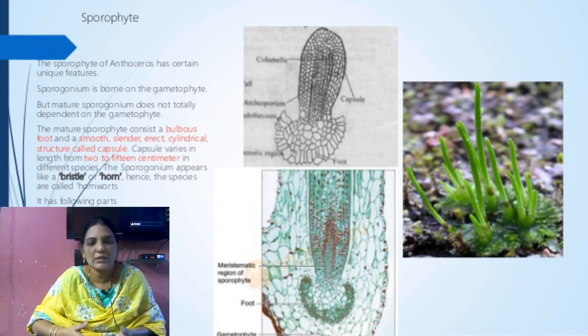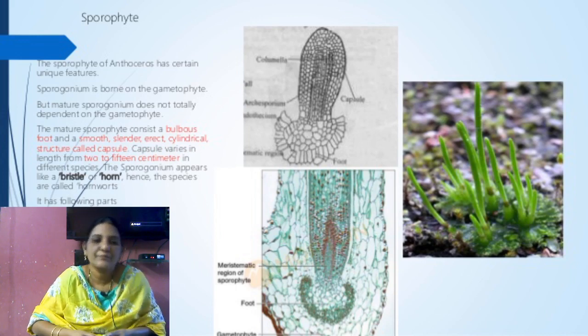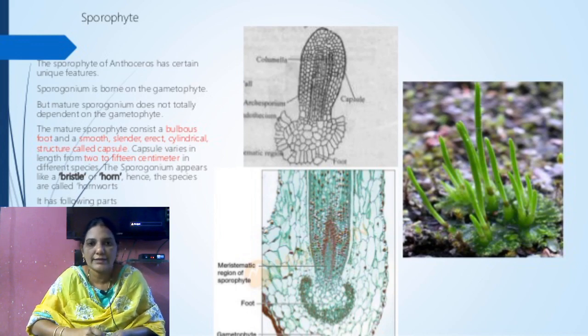So the capsule continuously grows for a long period, for a long time. So the sporophyte looks like an elongated structure because of the meristematic tissue.